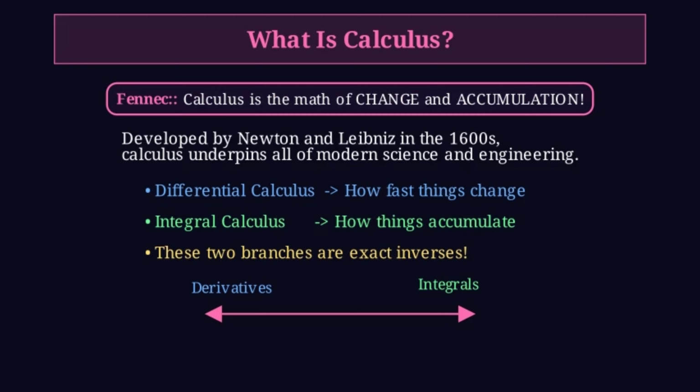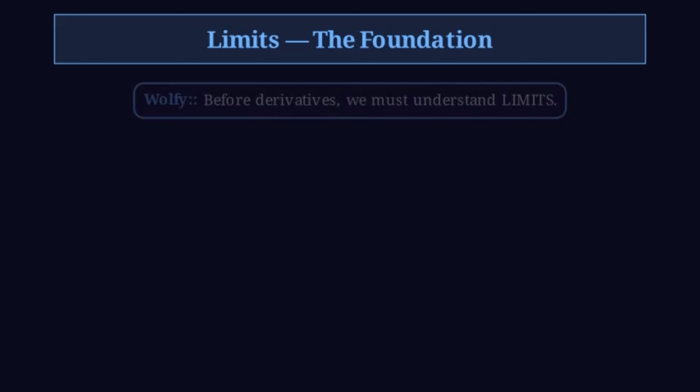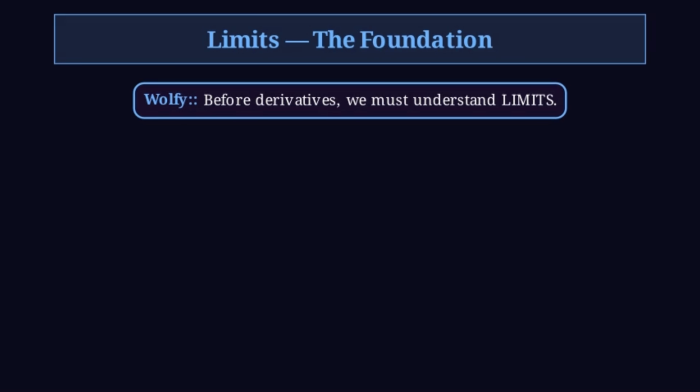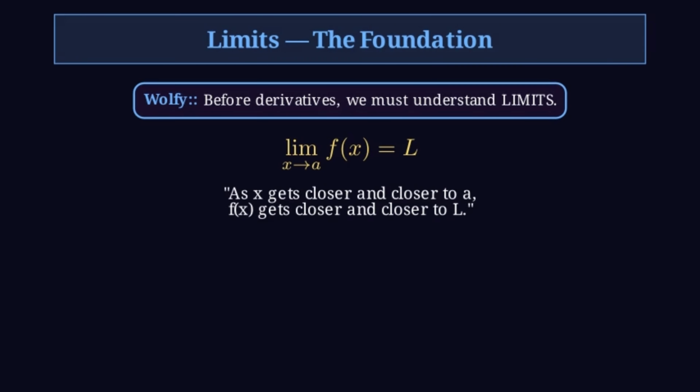Let's make it concrete. Take f of x equals x squared, and let x approach 2. At x equals 1.5, x squared is 2.25. At 1.9, it's 3.61. At 1.99, it's 3.96. Coming from the other side, 2.01 gives 4.04, 2.1 gives 4.41. Both sides squeeze toward 4. The limit is 4. Now the derivative.